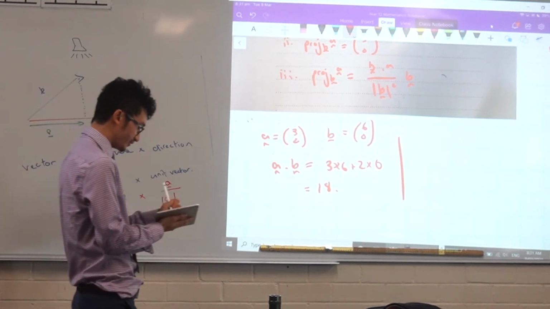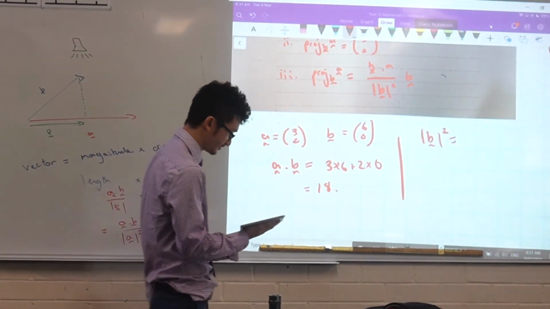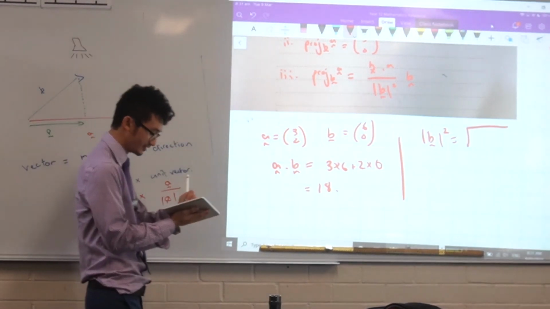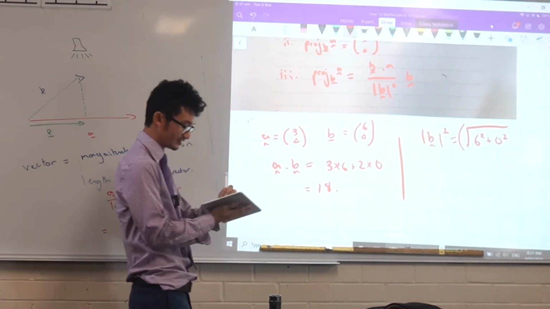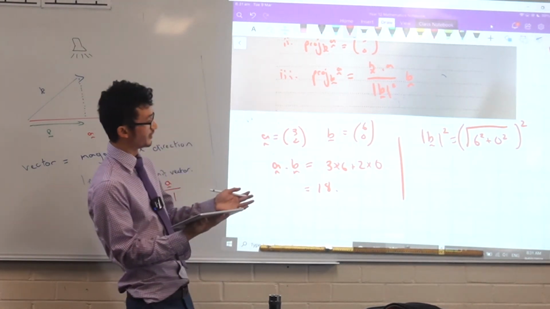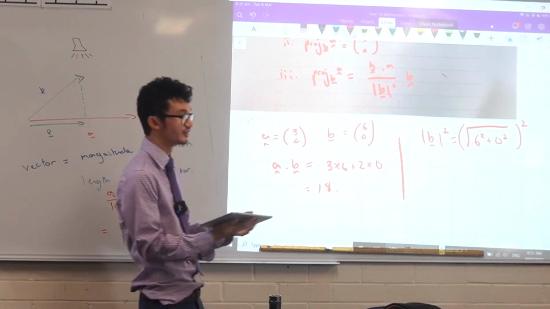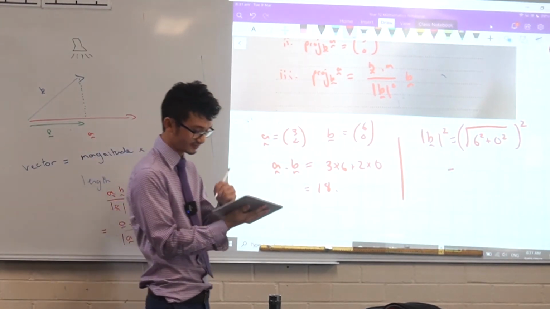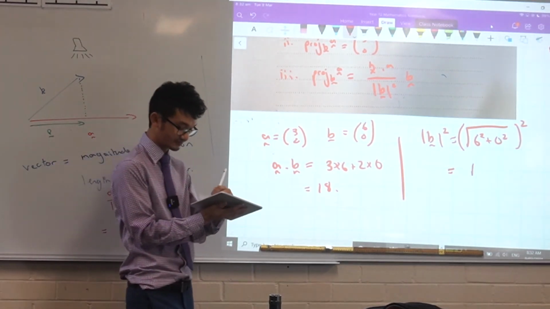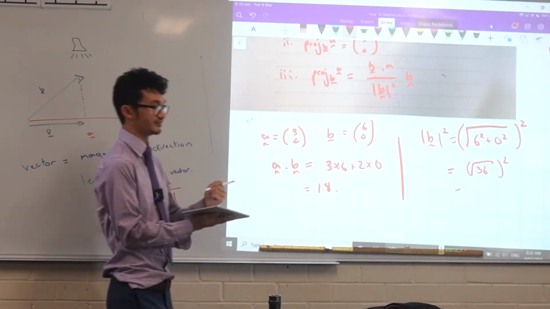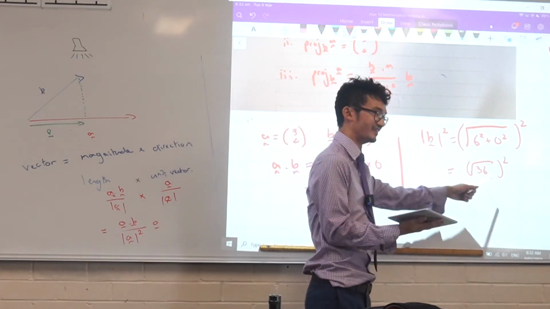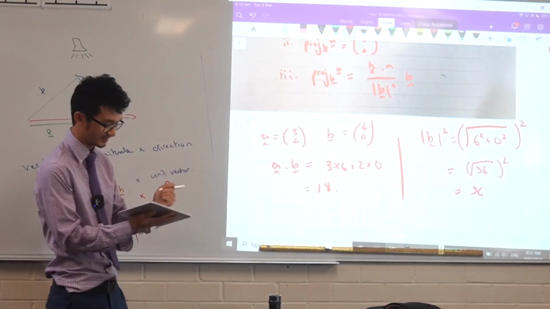The magnitude of B all squared, what's that going to be? How do we work that out? Yeah, so it's the square root of 6 squared plus 0 squared, all squared. I guess it depends, are you working out the magnitude squared or just the magnitude first? You can do it in one go if you'd like. Because what does that end up just being anyway? 36, right, 36. Square root, yeah. So if you want to separate it up, that's fine, either way.